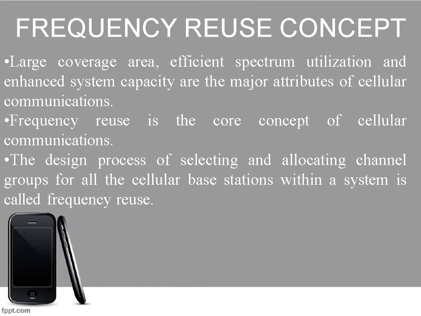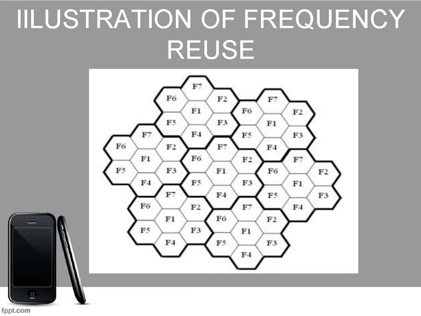So next, the frequency reuse concept. Here large coverage area, efficient spectrum utilization and enhanced system capacity are the major attributes of cellular communication. Frequency reuse is the core concept of cellular communications. The design process of selecting and allocating channel groups for all the cellular base stations within a system is called frequency reuse. This is the illustration of frequency reuse.